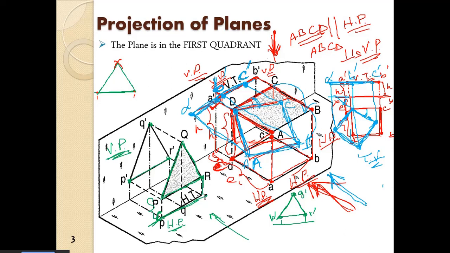Now we will see R, no doubt, we will see P, no doubt, and we will also see Q, which will be projected here. Here we will have all the three points. So this will be Q, this will be P, and this will be R. So this will be the horizontal trace, which we have to write there, HT.